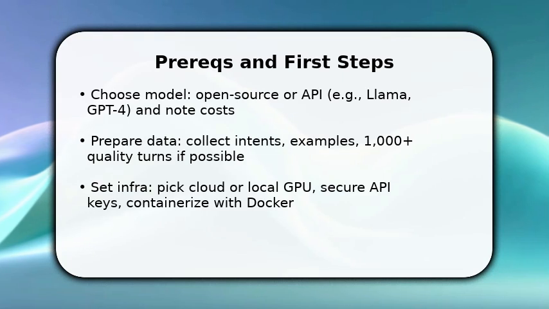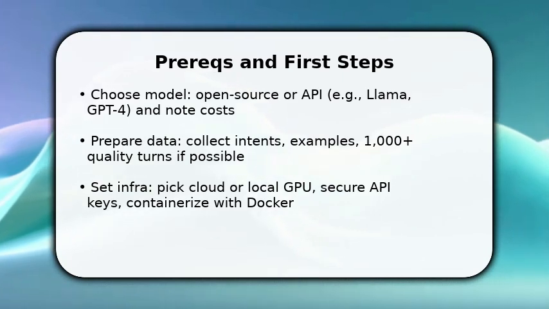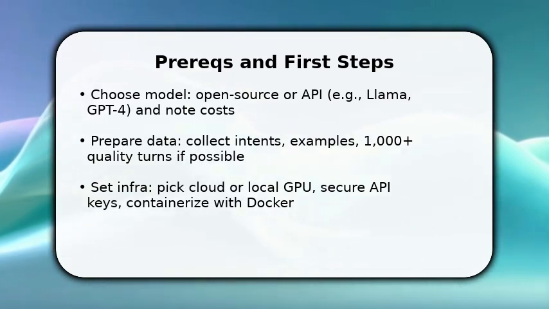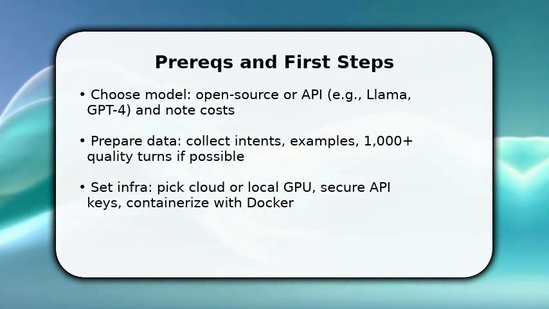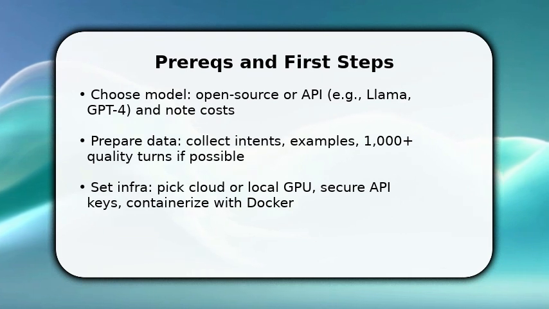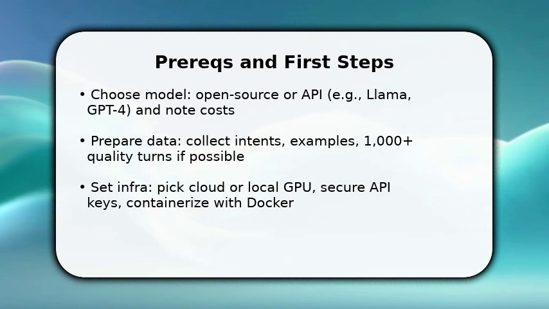You start by locking down essentials. Pick whether you use an API model or an open-source checkpoint and confirm budget limits. Once chosen, gather your data, intents, sample dialogues, and 1,000 plus clean turns if you can to teach behavior.